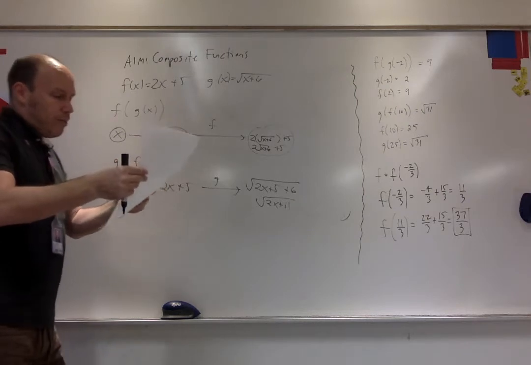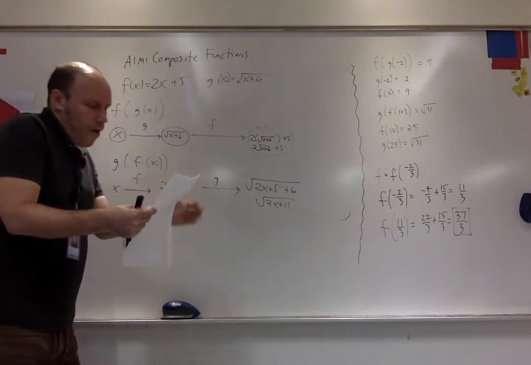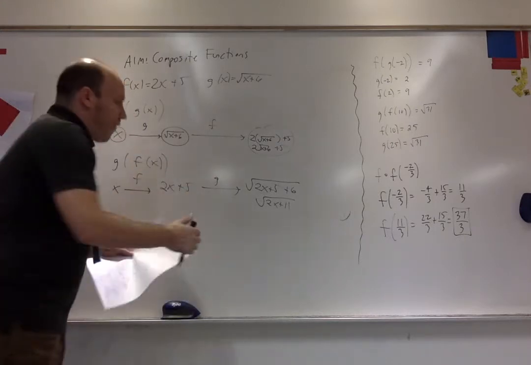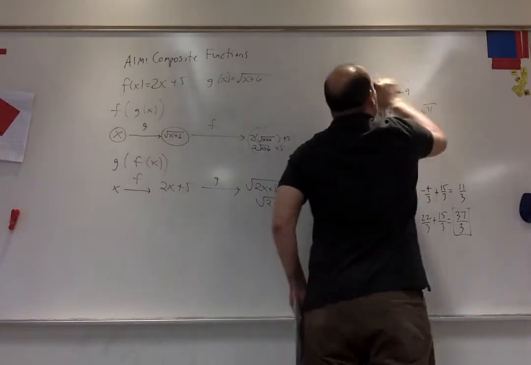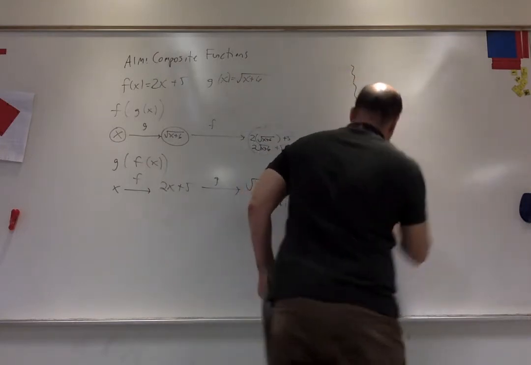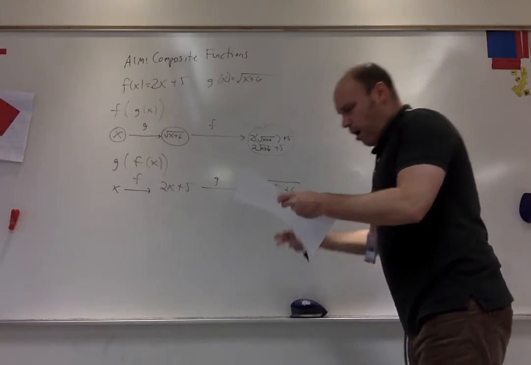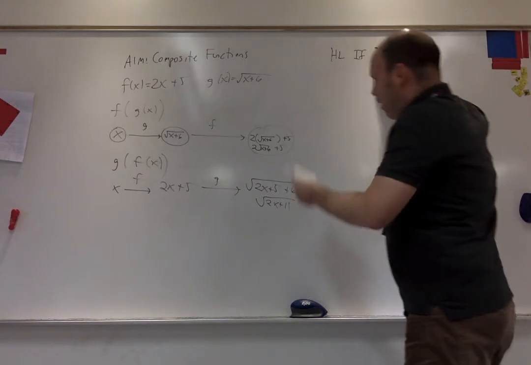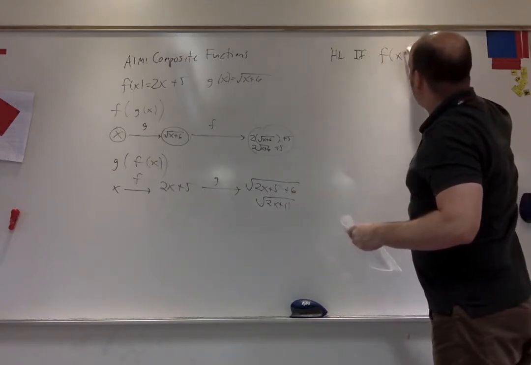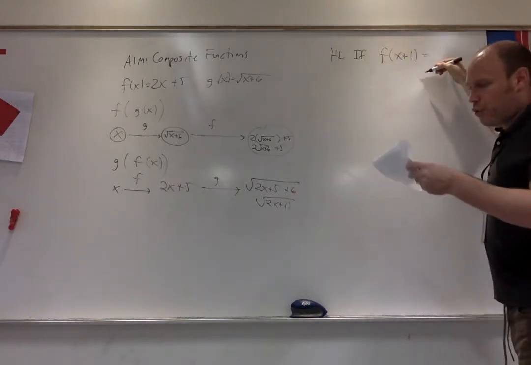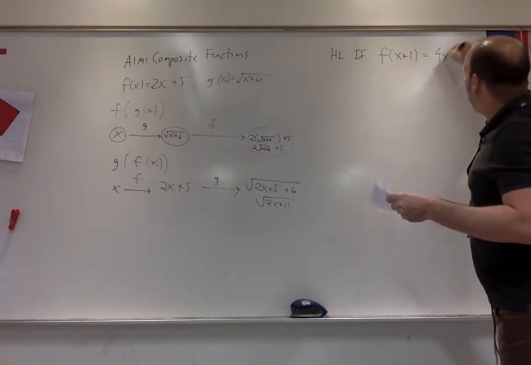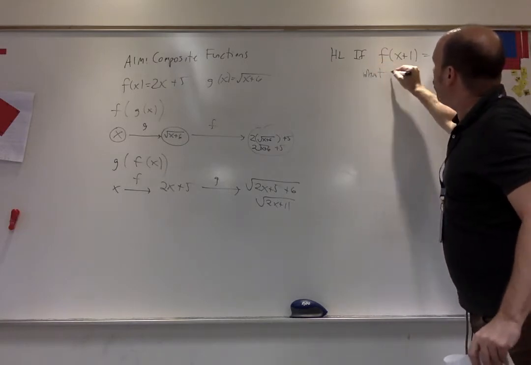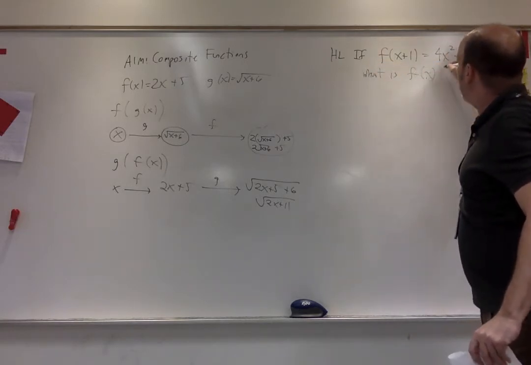Nice. Now, the exercises in the book are very straightforward, and you're just figuring this out. For the higher level kids, there's a fun exercise. This is kind of cool, kind of interesting. They say, this is HL, if f of x plus 1 equals 4x squared plus x, they want to know what is f of x.